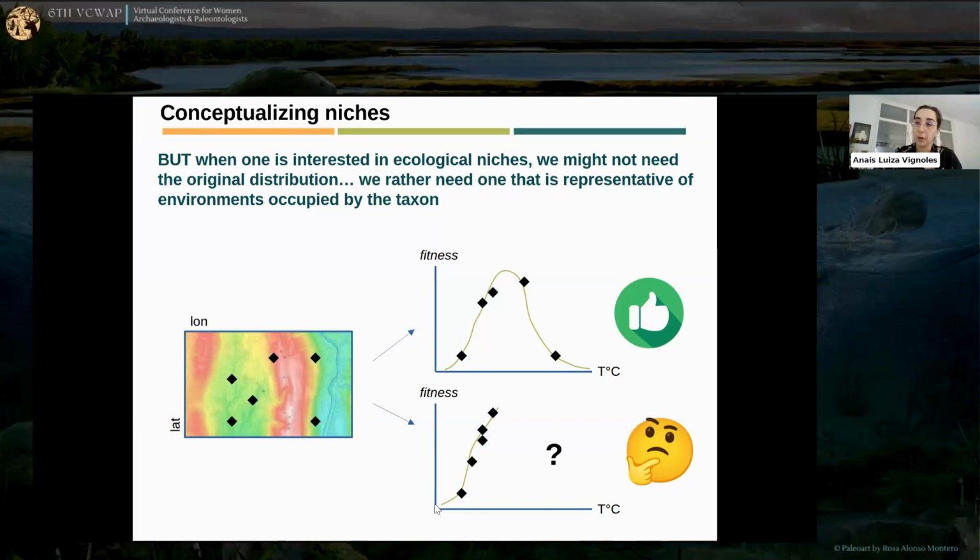If we have occurrences that are very packed in the environmental space, so that they only account for a small range of the whole potential range of the species, then it is very hard to know how the species would survive in these other conditions that we're not capturing with the distributional data.